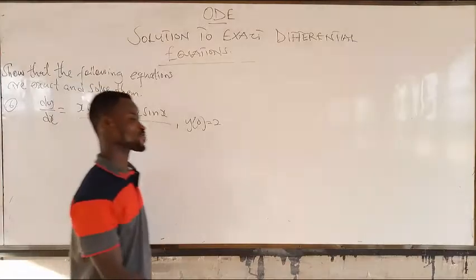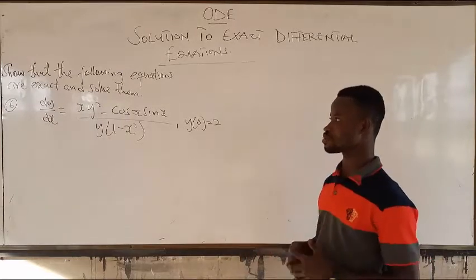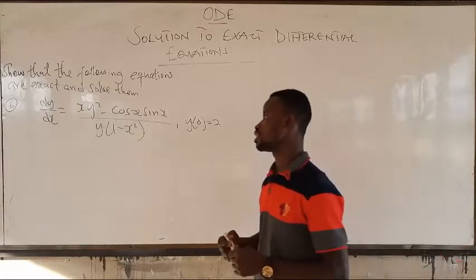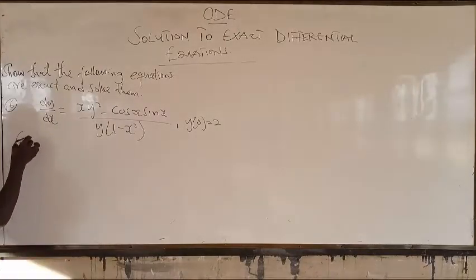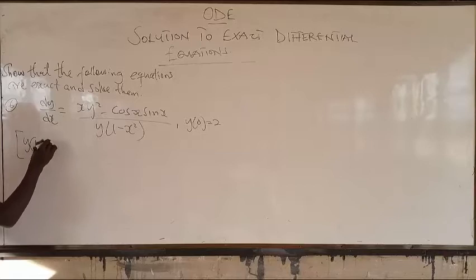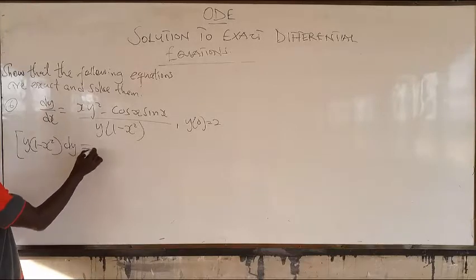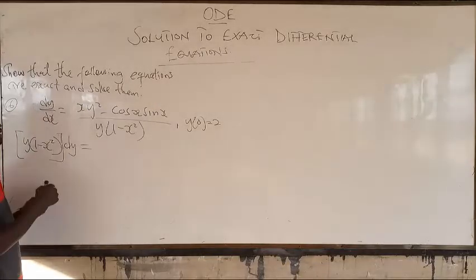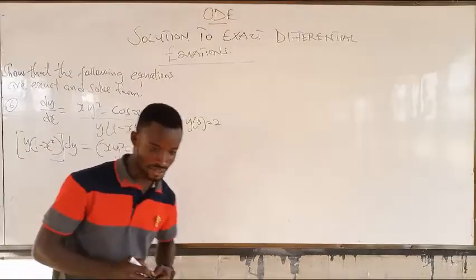We move on to our last question, which involves an initial value. And you see, this is not in a proper form. We are going to show whether it's exact before we solve it. So we have to put it in a proper form. So by cross multiplication, we are going to get y(1 minus x squared) dy to be equal to this multiplied by this, then s y squared minus cos s sin s, is that how it is?